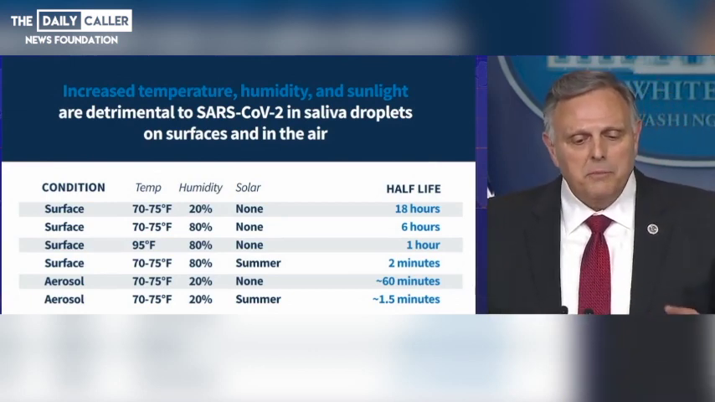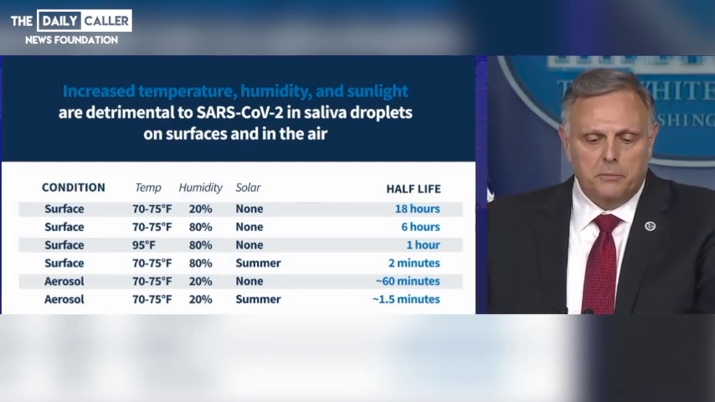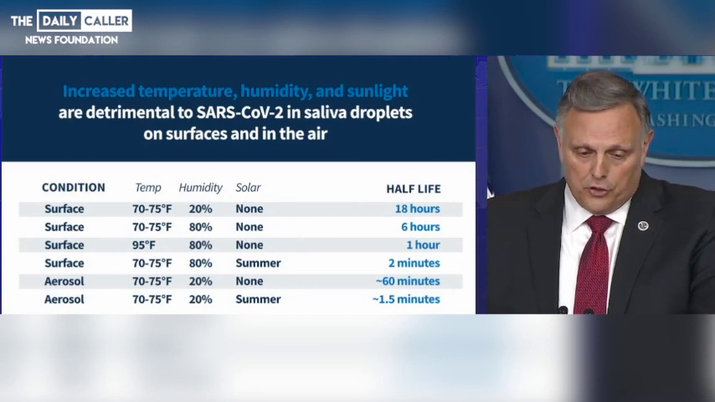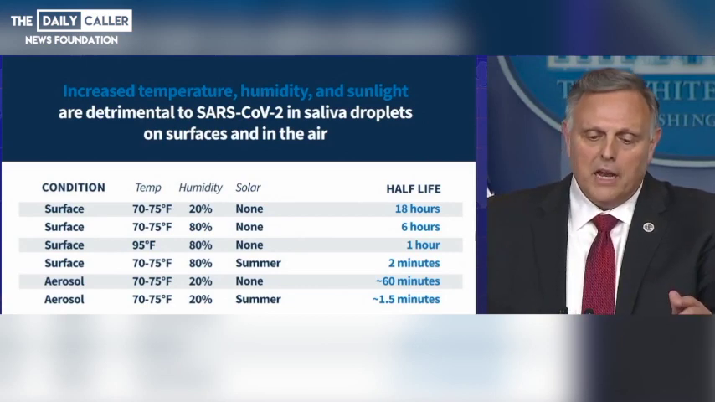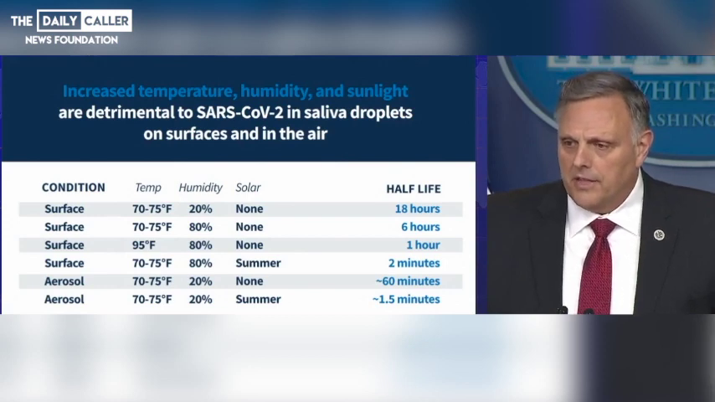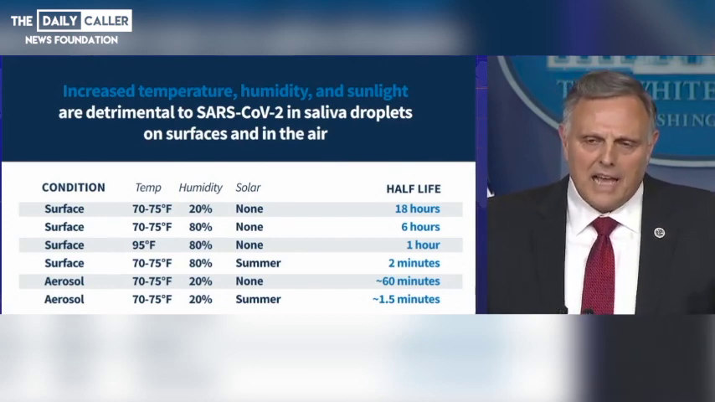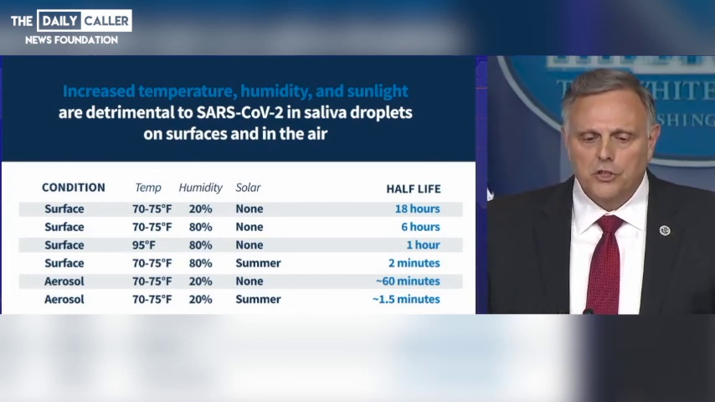If you look at the fourth line, you inject the sunlight into that, you inject UV rays into that. The same conditions as line 2, at 70 to 75 degrees with 80% humidity on the surface, and look at line 4, but now you inject the sun, the half-life goes from 6 hours to 2 minutes. That's how much of an impact UV rays have on the virus. The last two lines are aerosols. What does it do in the air?